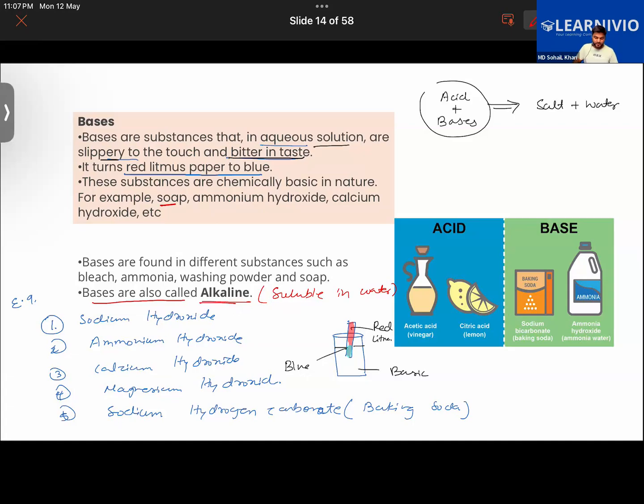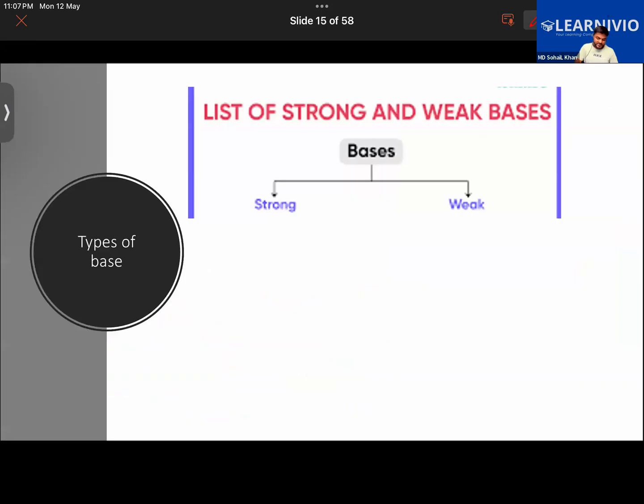Then, just like acids, bases can also be strong and weak. So some of the strong bases are as follows. For example, sodium hydroxide is a strong base. Potassium hydroxide is also a strong base. For a weak base, you can take examples like calcium hydroxide or magnesium hydroxide.